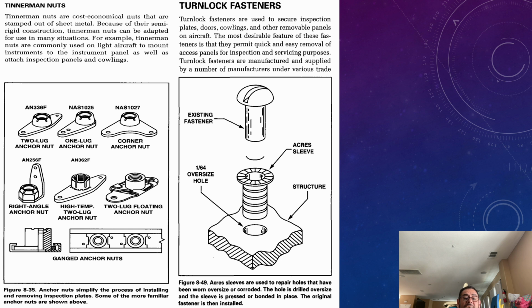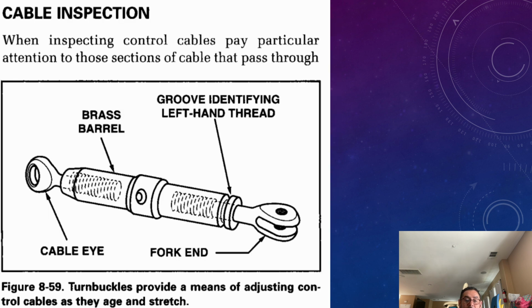This is another slide that I'm going to highly encourage you to pause and review. The Tinnerman nut and the turn lock fastener. These are very, very common in today's aviation world. So I would like for you to get familiar. So please pause the video and take a quick look.